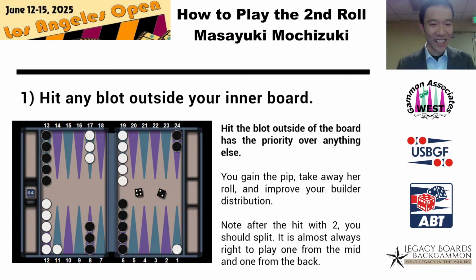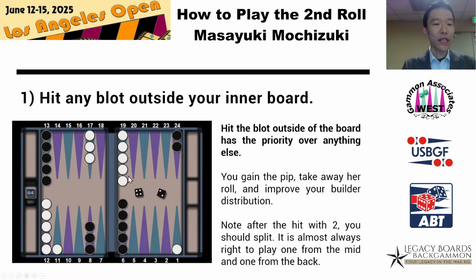But anyway, this rule is the most important rule. But I know most championship players and advanced players know about it. It means if your opponent has a blot outside the inner board, or he has a blot like this, then you have to hit. That's rule number 1. Any blot outside your inner board, not here, but everywhere else, here or here or here. As soon as you see the blot, you have to hit, and that's the best play.